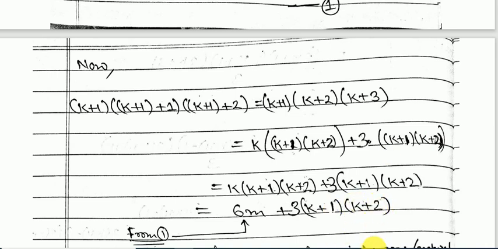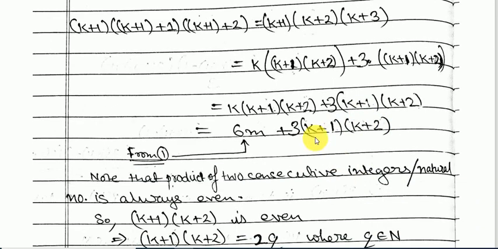Now you can see that k plus 1 and k plus 2 are consecutive integers. Like here if I take k to be 3, then k plus 1 will be 4 and k plus 2 will be 5. Like if this is 3, then this is 4. If k plus 1 is equal to 5, then this will be equal to 6.